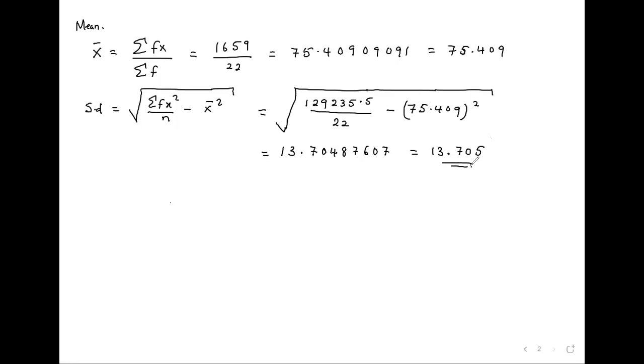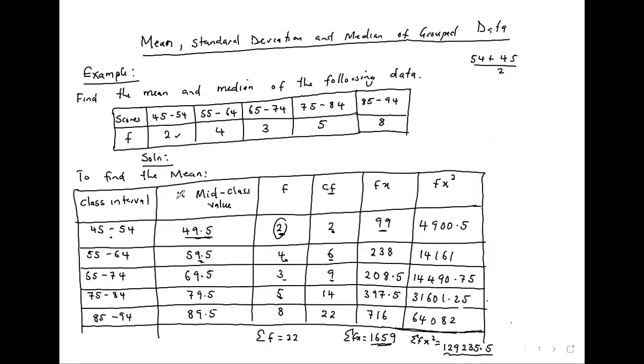How do you get fx squared? This is frequency multiplied by the midpoint squared. So for the first one, we are multiplying the frequency 2 by 49.5 squared. That's the one that we multiply. That's how you're getting the fx squared. So you square this.